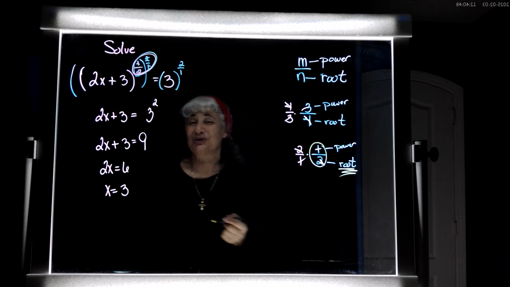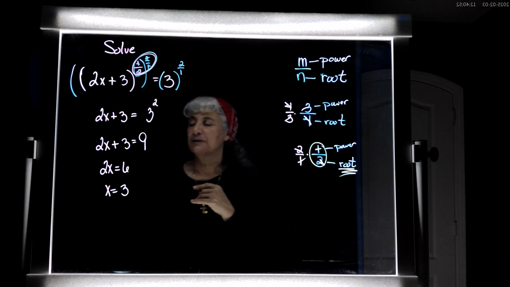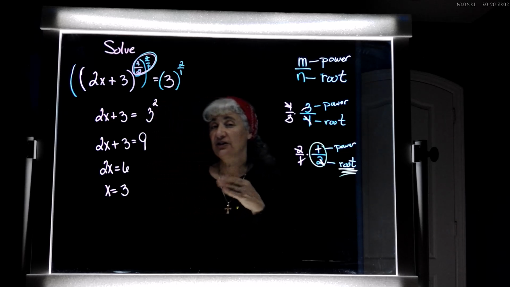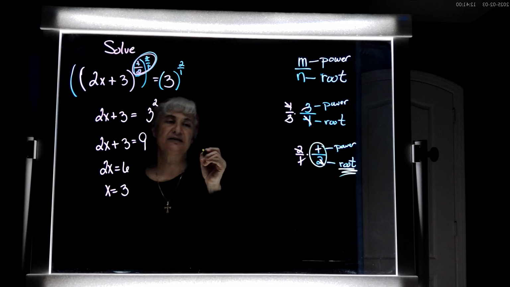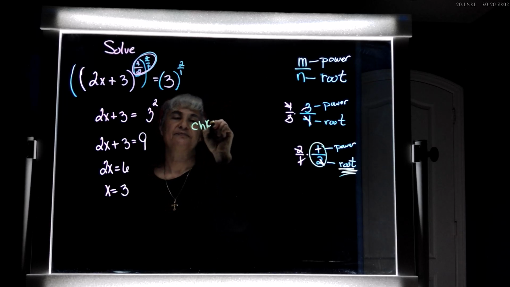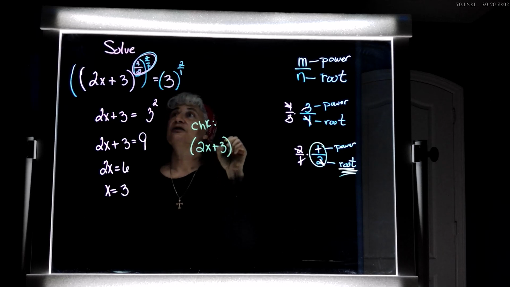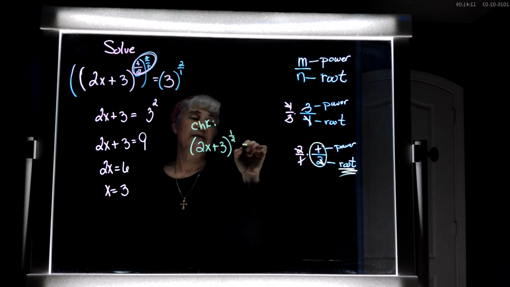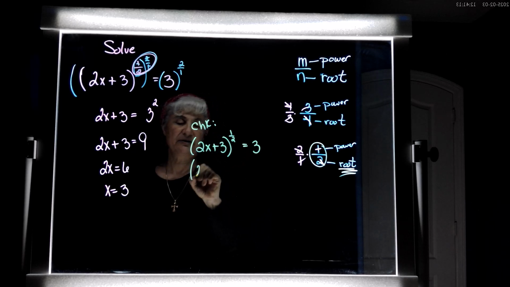But you still need to check your answer, because technically 1/2 is dealing with a second root. And I need to make sure, as I did in previous refresher videos that dealt with radicals, that when you plug it in, you get the same answer on both sides. So let's check it. We have 2x plus 3 to the 1/2 power, and that's supposed to just equal 3, right? And we have an answer of 3.